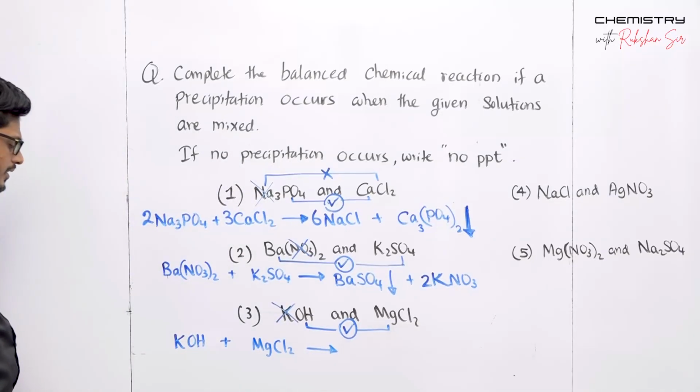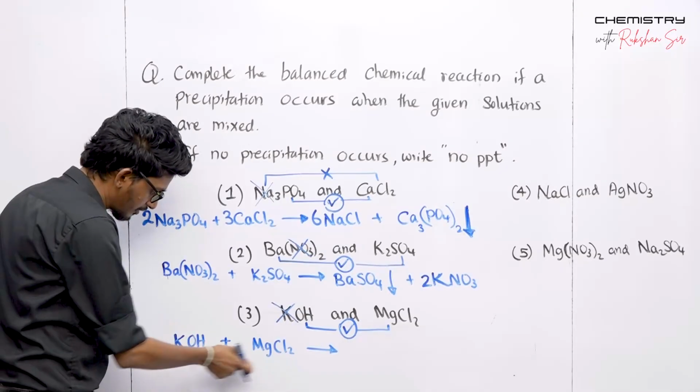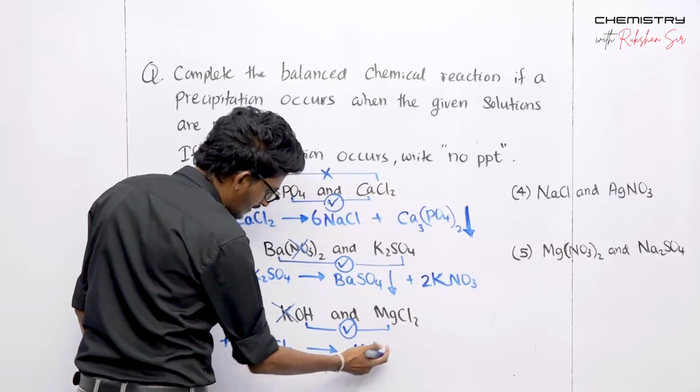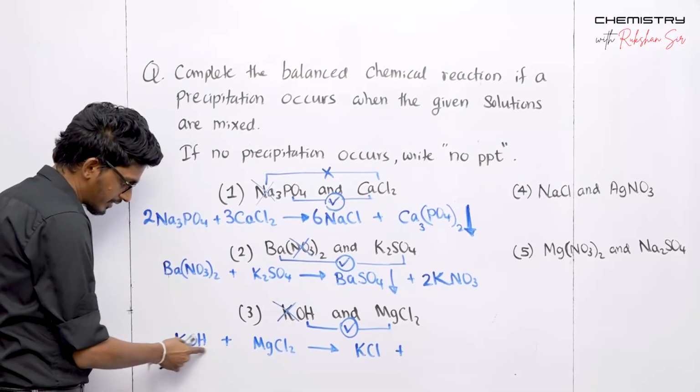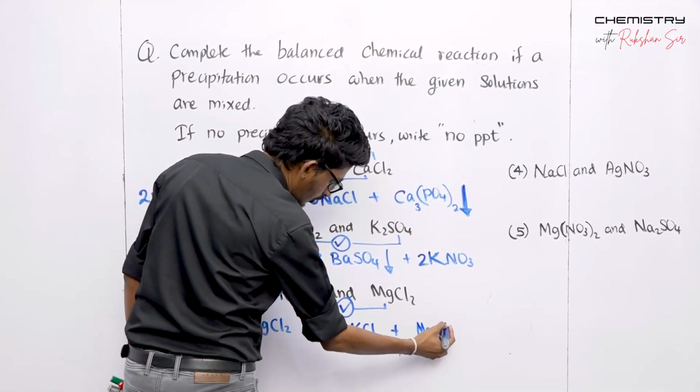KOH with the magnesium chloride. So how to write the reaction? First, K plus coming up with the anion of the other species. So KCl, K plus and Cl minus, and here OH minus and the Mg2 plus, right? So Mg2 plus and the OH minus.